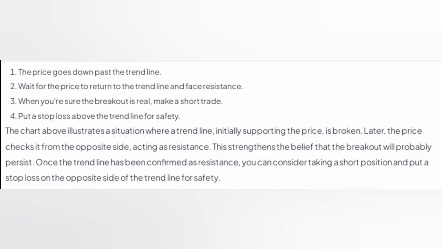The chart above illustrates a situation where a trendline, initially supporting the price, is broken. Later, the price checks it from the opposite side, acting as resistance. This strengthens the belief that the breakout will probably persist. Once the trendline has been confirmed as resistance, you can consider taking a short position and put a stop loss on the opposite side of the trendline for safety.